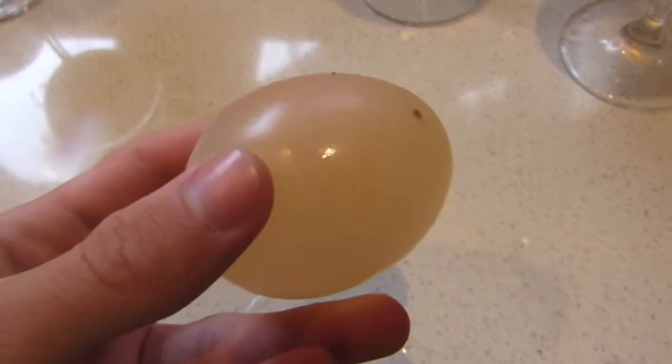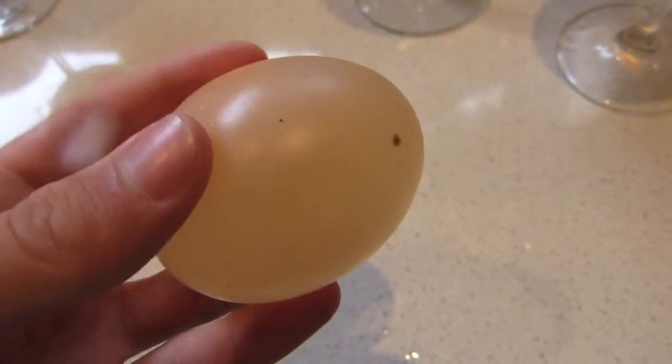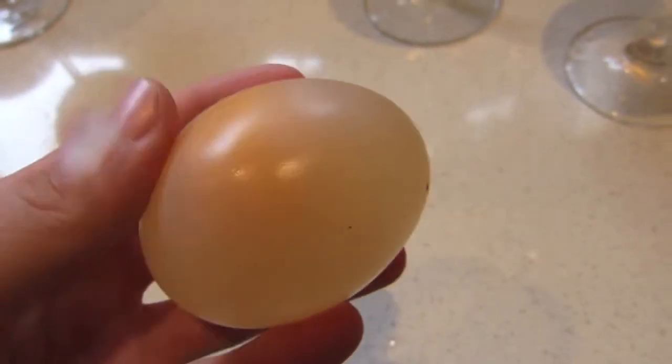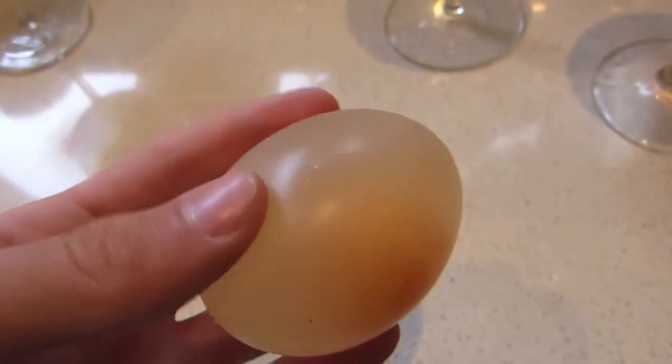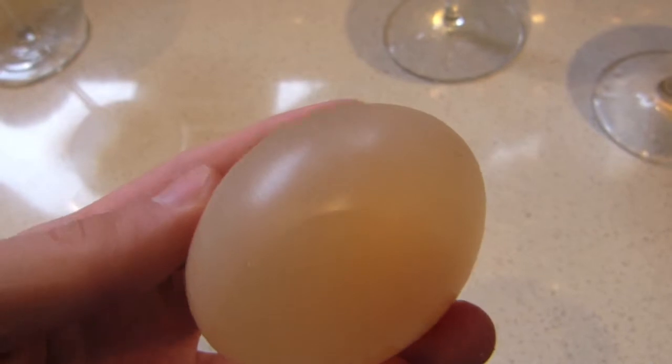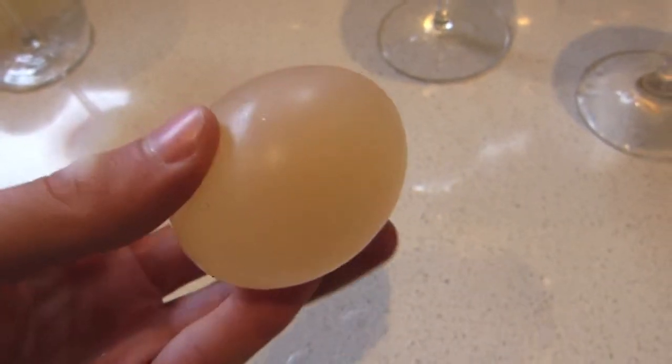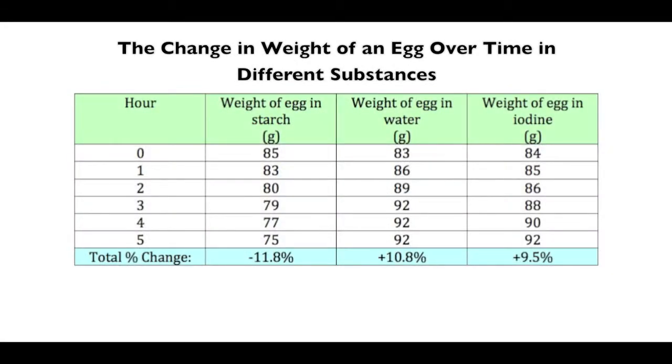As you can see, the egg that has been immersed firstly in starch solution and then in iodine solution has not changed color as a result of a reaction between starch and iodine. This indicates that the starch molecule was not able to cross the membrane. The weight of the egg in the starch solution, a treated group, was seen to go down, indicating the inability of the starch molecules to move across the membrane.